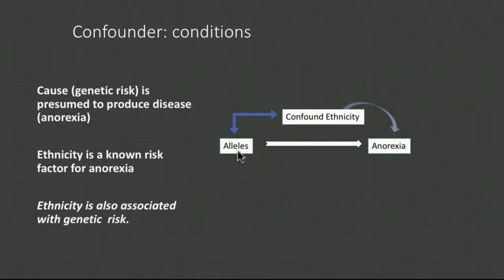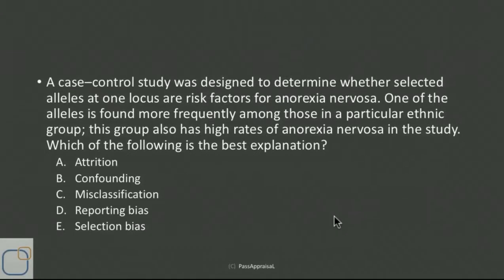So you have a relationship between the cause and the confounder, and you also have a relationship between the effect and the confounder, but the cause is not influencing the effect through the confounder. It's not on the causal pathway. So in this situation, we can call this confounding bias.